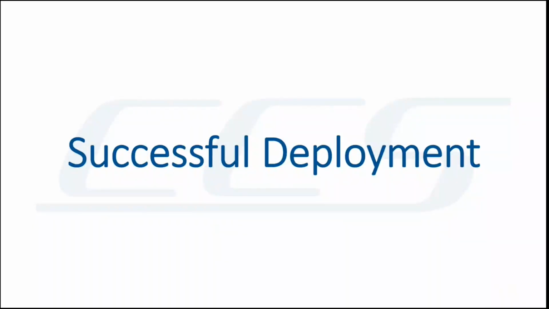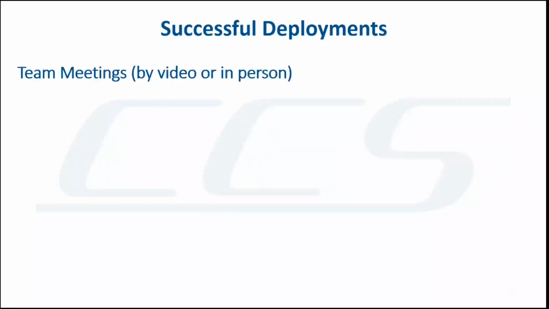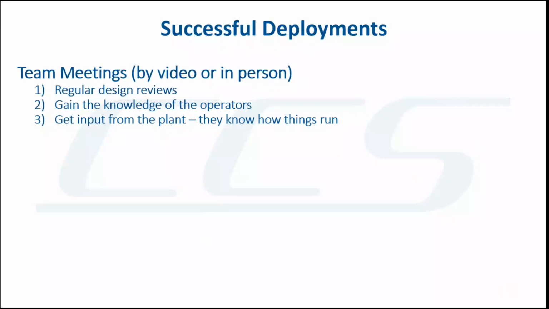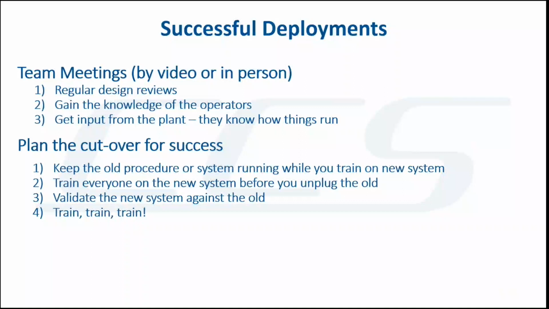So in summary, what's a successful deployment? Well, a successful deployment includes team meetings, regular design reviews, gaining the knowledge of the operators, and getting input from the plant. They know how things run. Plan the cutover for success. Keep the old procedure or system running while you train on the new system. This is important because we don't want to just hard cut over to the new system and no one's prepared to use it. We still have to keep in mind production still needs to run.